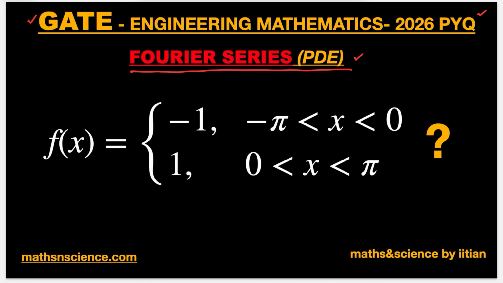I will explain how to solve it. The question is: function f(x) is equal to minus 1 when minus pi is less than x is less than 0, and f(x) is equal to 1 when 0 is less than x is less than pi. It is a piecewise, 2 pi periodic function. We have to show it in the form of a Fourier series and find out which multiple choice answer is correct. Now let's move further.